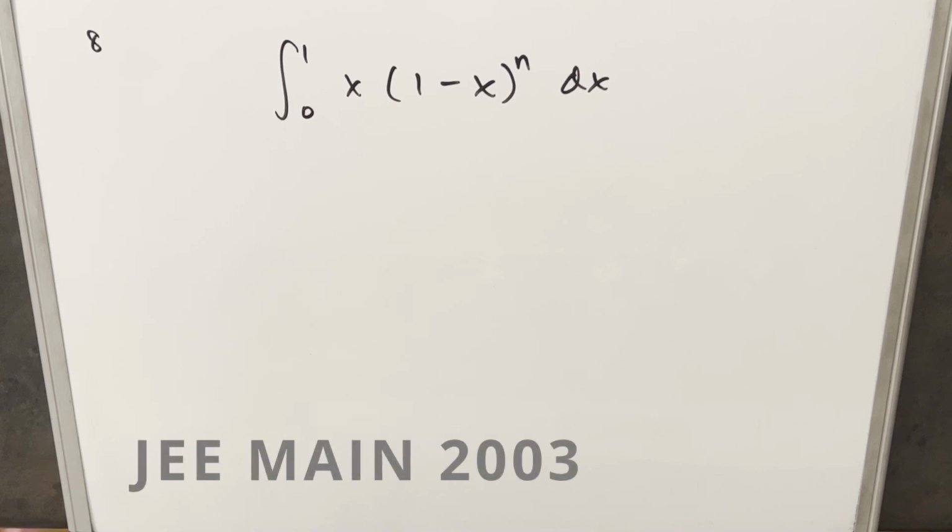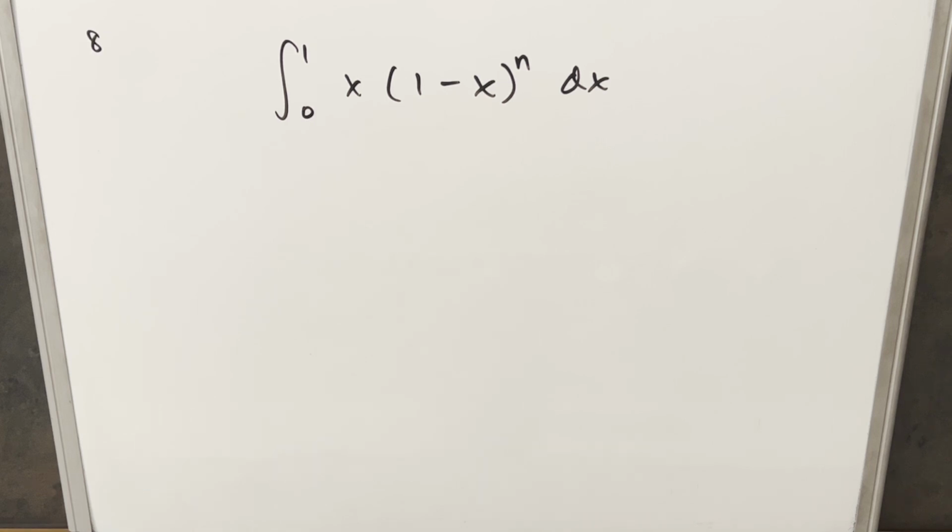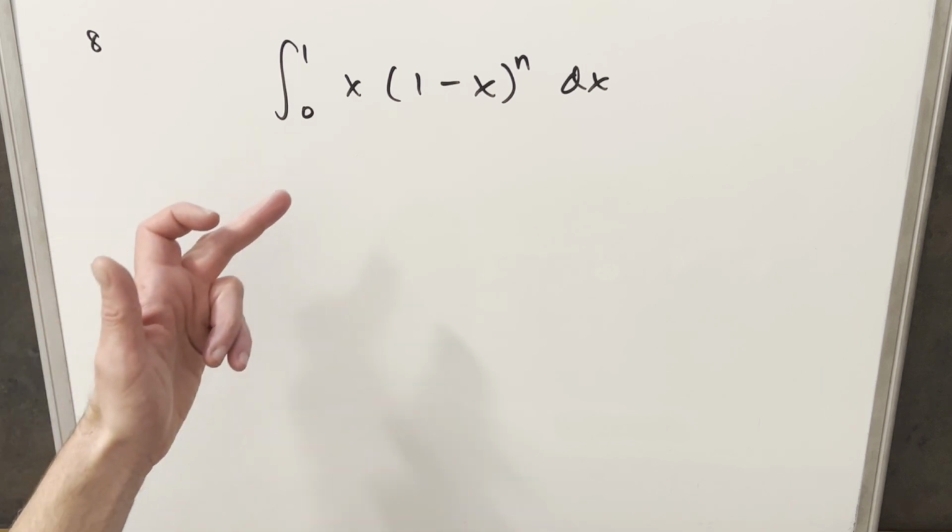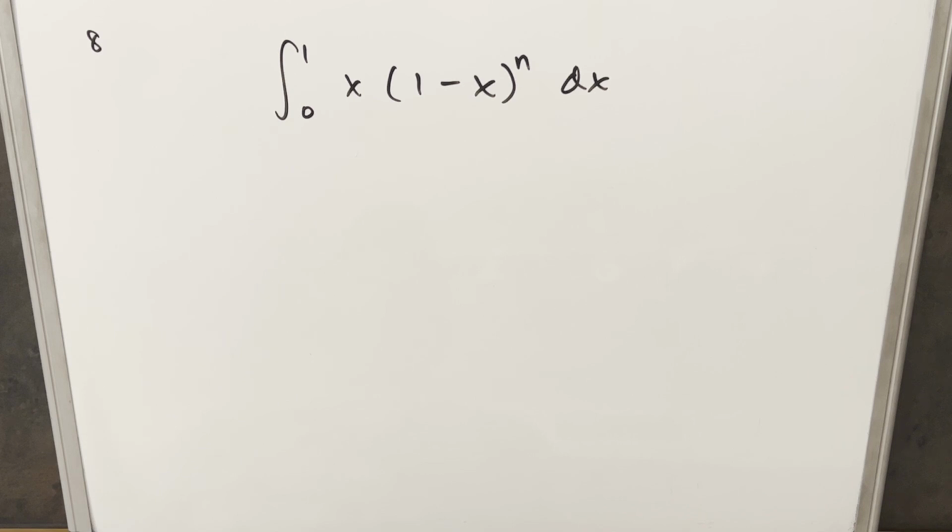Okay, we have here today another integral. This one's from JEE Main 2003. We have the integral from 0 to 1 of x times (1 minus x)^n dx. Okay, I think there's quite a few different ways we could do this one. You may notice first that this isn't exactly the right form for the beta function.